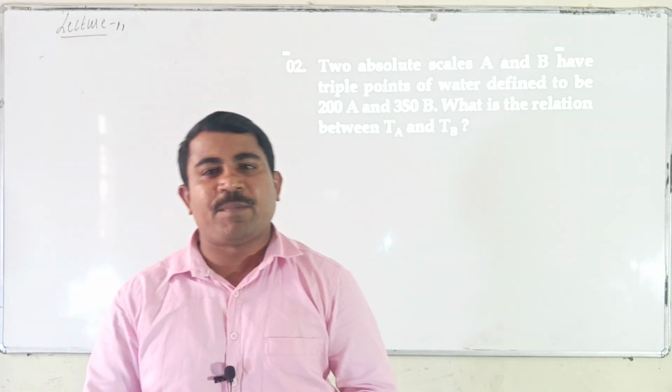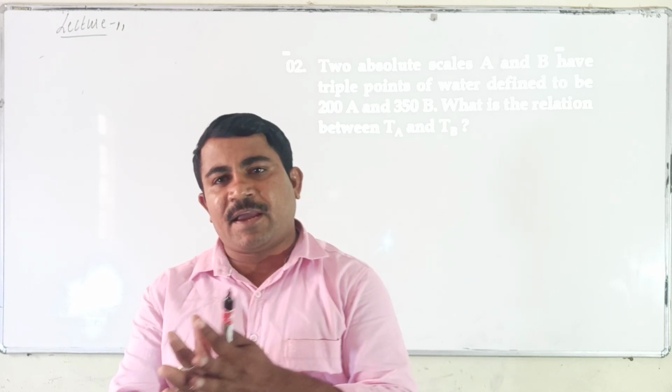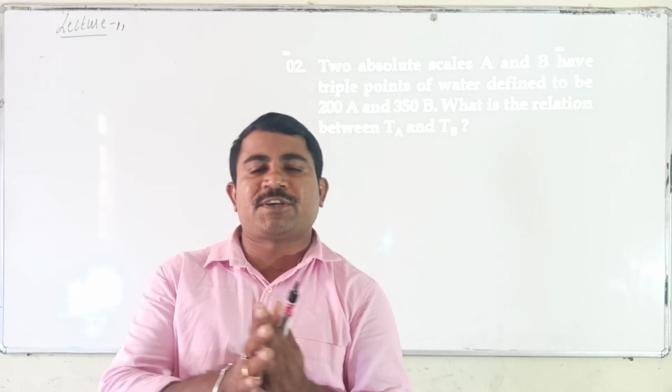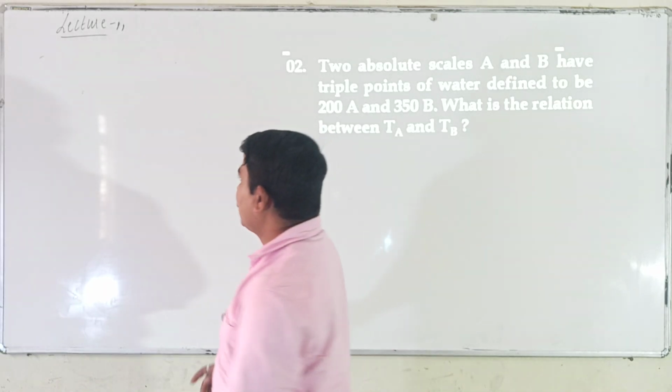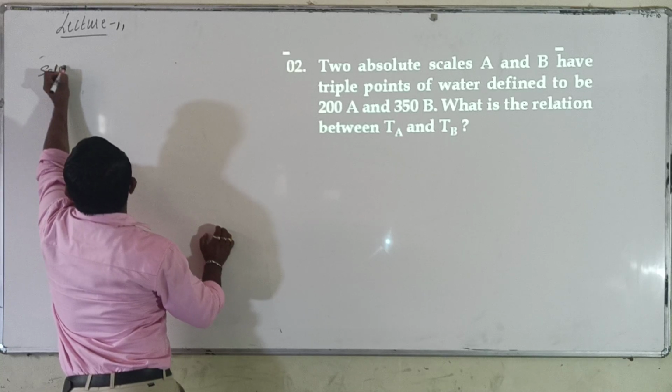ATA and BTB. Simple is here. At triple point, the temperature at A point must be equal to temperature at B point. See here. Shall I go for solution for this? How to write solution? Look at me.